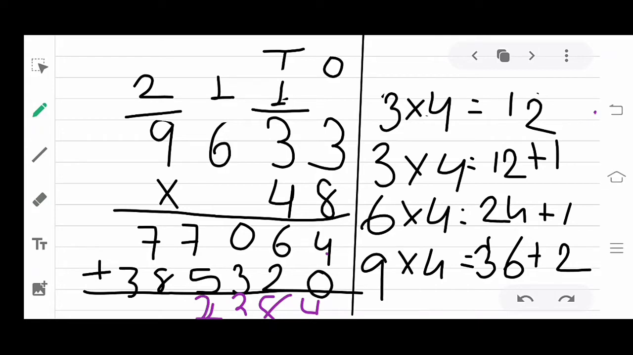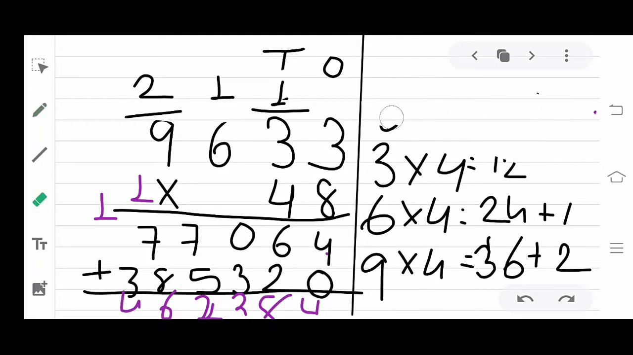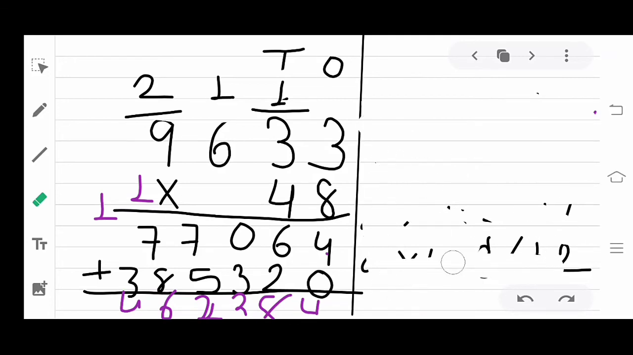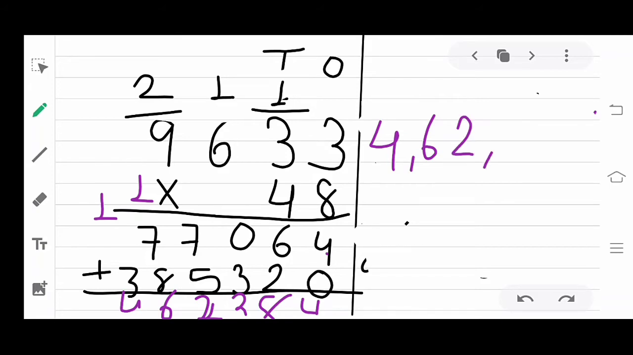So 2 and 1. 8 plus 8, 16 and 3 plus 1, 4. So your final answer is, I'm writing down here because it's the calculation part. So you can see that your final answer is, here I'm going to write 4,62,384. I hope students you understand this number very well.